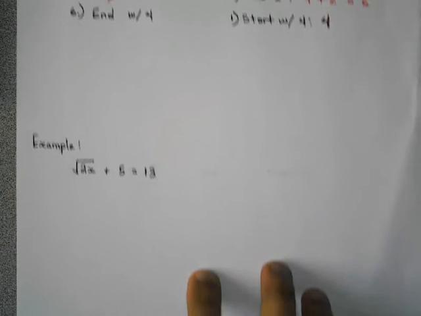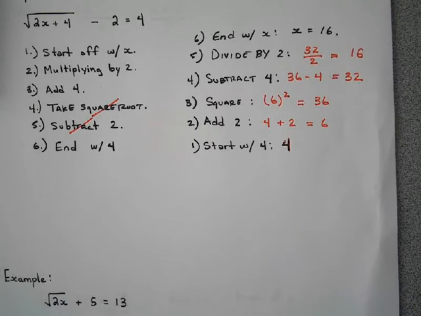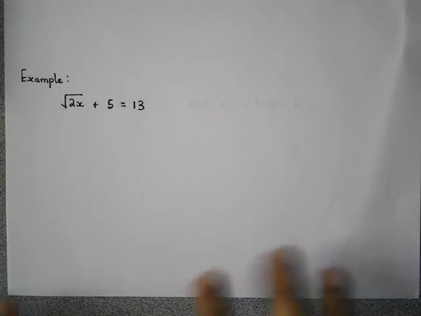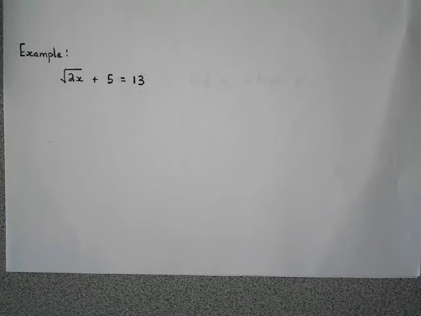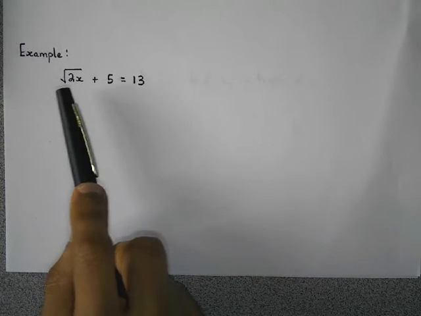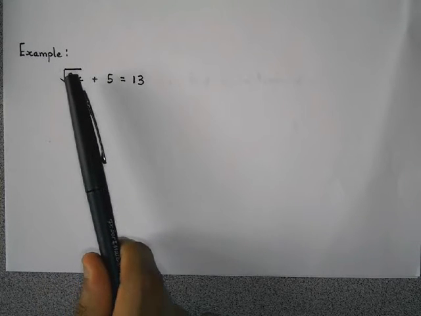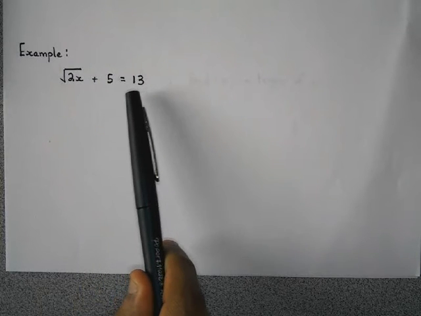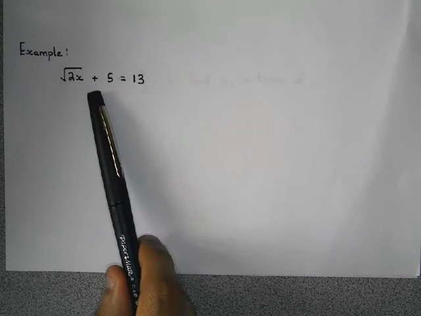In this example, we're going to look at something very similar, but we're not really going to write all this down. I mean, you definitely can if you like, but I'm going to show a different approach on how to solve this equation. The first thing to do is to understand what is being done to x, just like we did in the previous example. It looks like we're multiplying x by 2, and then we're taking a square root, and then we're adding 5, and we're ending with 13.